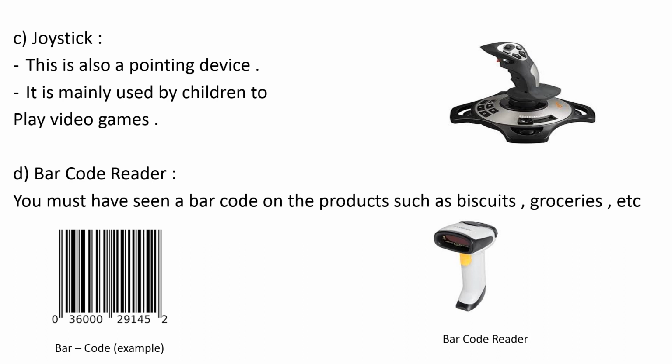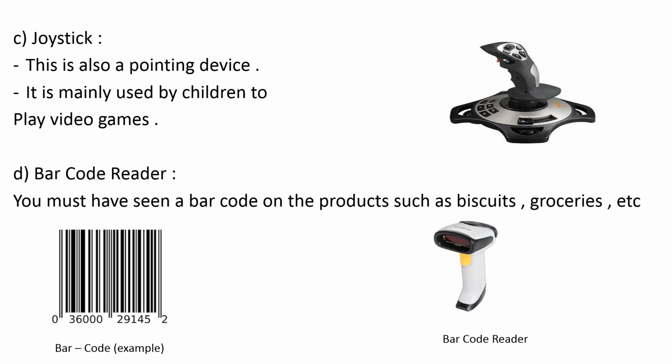It is used to identify the product easily. Now, to identify the product using this barcode, you will need a device that will read this barcode and give you the information about the product. That's why on your right I have given an image of a barcode reader. That device is nothing but the barcode reader.